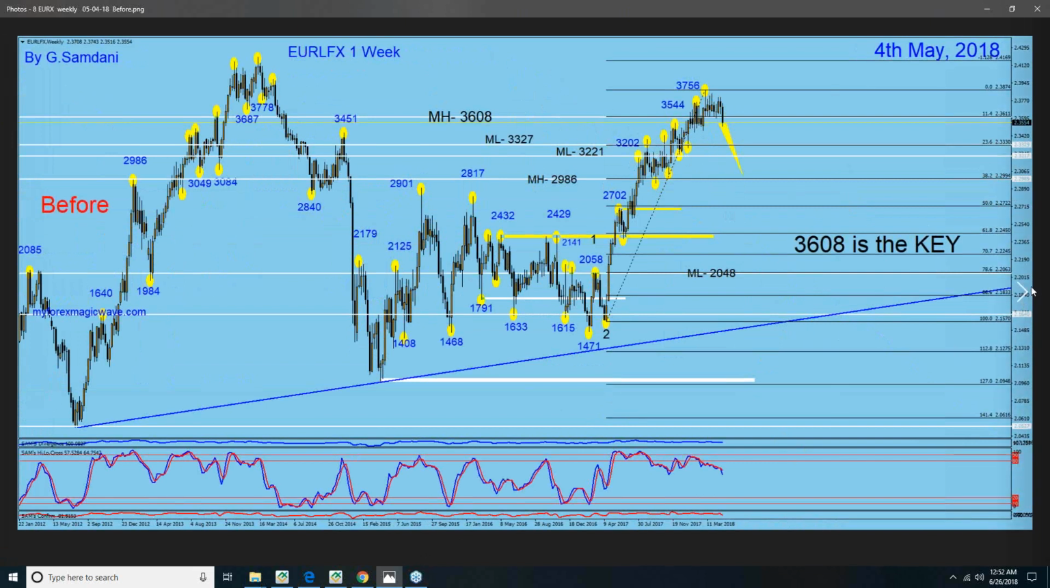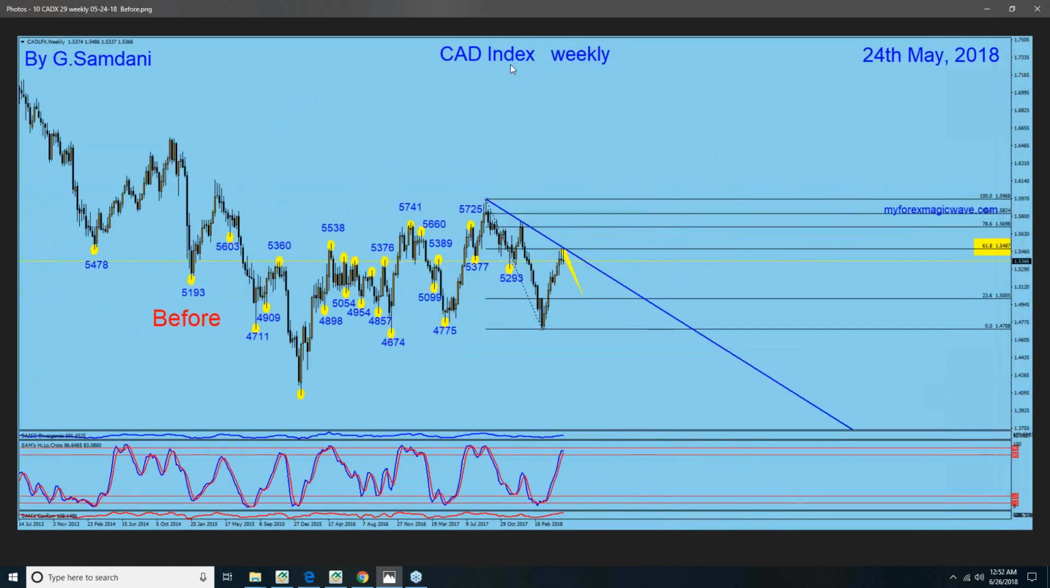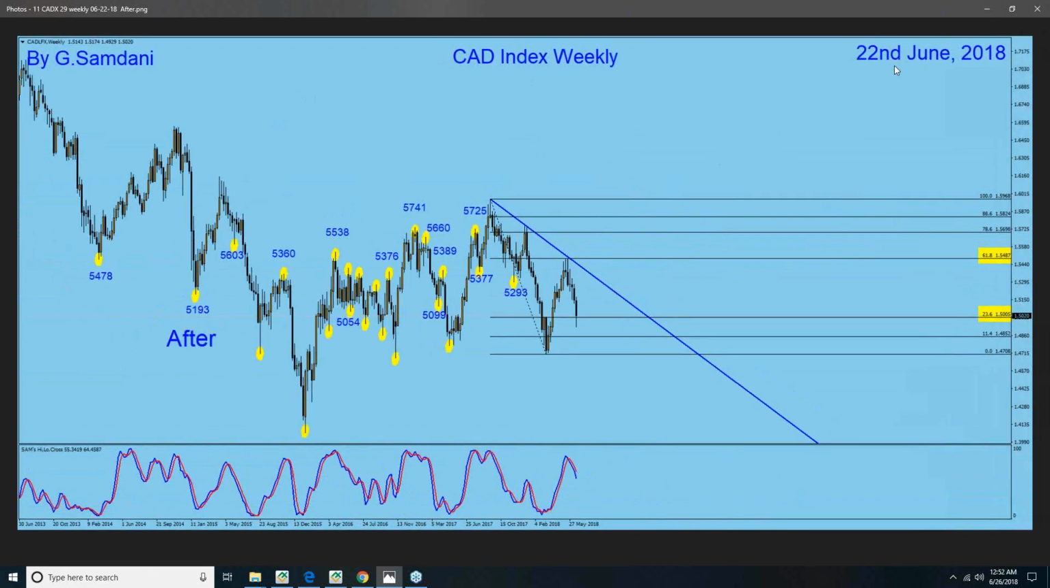Look what happened to this chart. Bang, all the way down to the target 29.01, right? And doing that, it gave me so many pips in different pairs, especially Euro Aussie, and Euro CAD and stuff like that. Euro USD, they all went down. Similarly, look, CAD index was here. What happened to this? Bang, as of 22nd June, right?